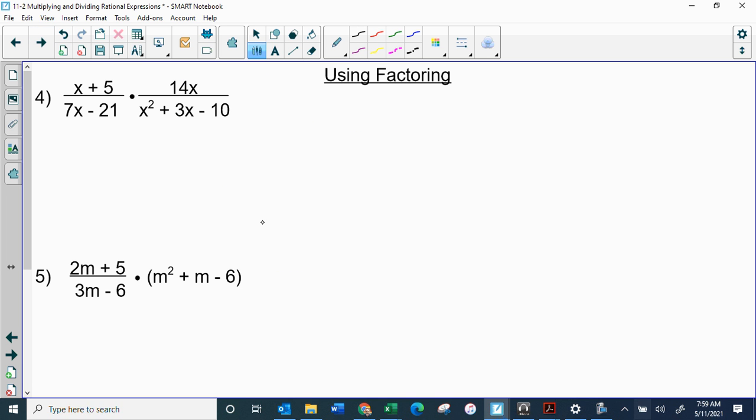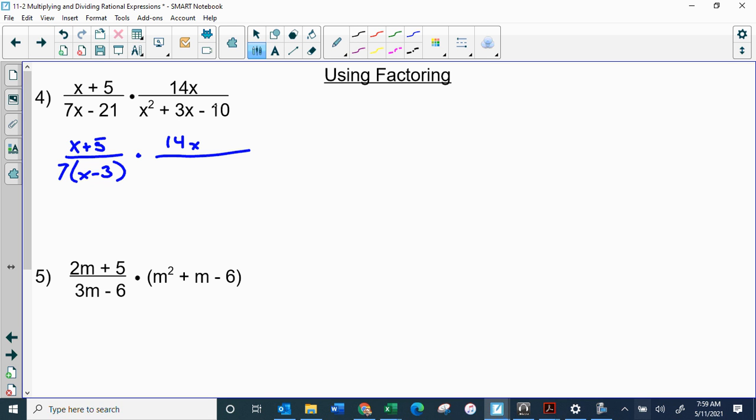All right, what if it's not already factored? So those last couple problems we did were already factored. So if it's not already factored, then we want to factor them before we multiply them together. So x plus 5, we can't do anything else with that, so I'm just going to rewrite that. 7x minus 21, you can factor out a 7. So I'm going to rewrite that as 7 times x minus 3. 14x, I can't do anything with that.